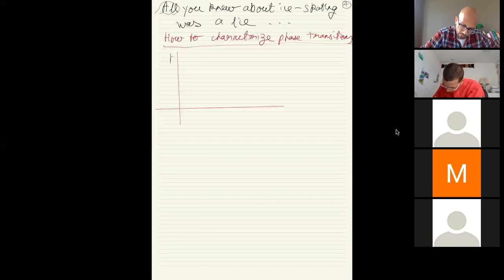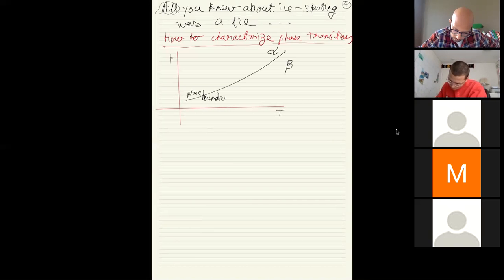So I have my pressure-temperature phase diagram. Let's say I have some curve, some phase boundary between phase alpha and phase beta. So this is my phase boundary. The question I'm asking is, I just drew a curve. What can I say about this curve? Can I say anything about the equation governing this curve? Does thermodynamics tell me the equation governing this curve? If it could, it would be super cool, and you will see why.